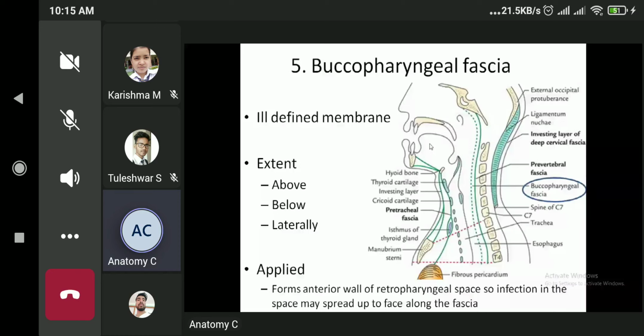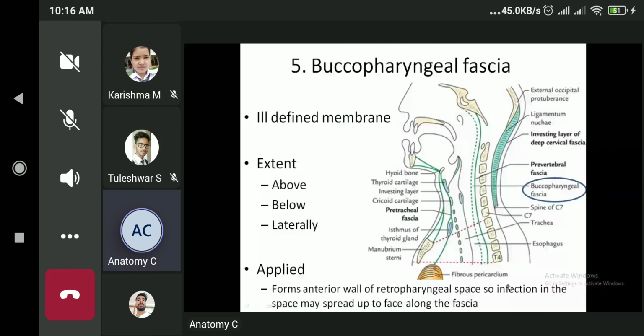And to talk about the applied aspect of this buccopharyngeal fascia, it forms the anterior wall of the retropharyngeal space. Retropharyngeal space means the space present just behind the pharynx, and we know this buccopharyngeal fascia is present just behind the pharynx. So it forms the anterior wall of the retropharyngeal space, and infection in this space may spread along the fascia into the superior mediastinum, because it is continuous with the superior mediastinum. I think superior mediastinum has been missed in this line. So this is about the buccopharyngeal fascia.